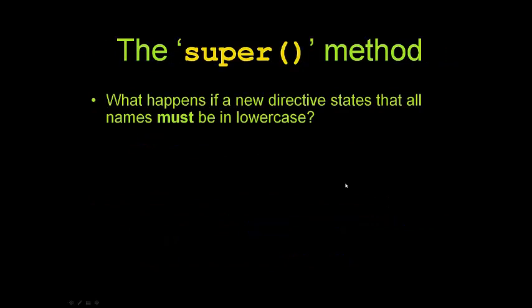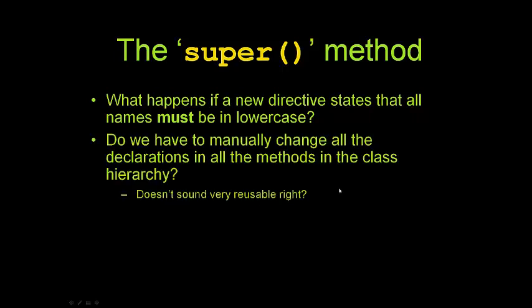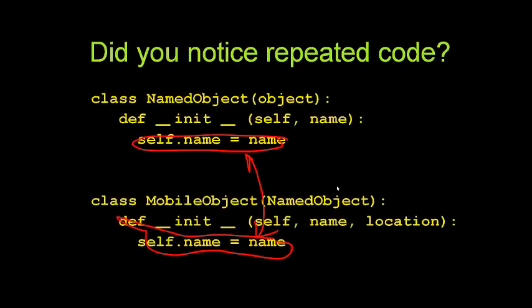So let's take a scenario. What happens if all of a sudden you decide that all names must be lowercase? Well, basically what you need to do is, when you create a new object and you get a name, and the name is not in lowercase, convert it to lowercase. But if you want to do this manually, you need to change all the declarations in all the methods in the whole class hierarchy that do this. So for example, you have these two parts, this thing here and this thing here. That means both of them you must change to name.lower.